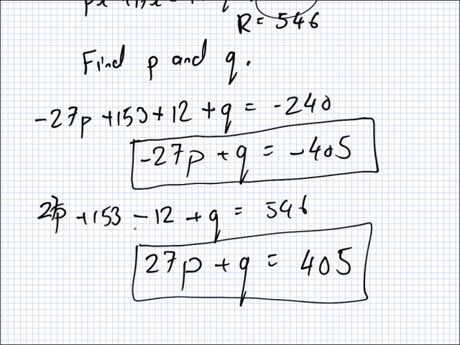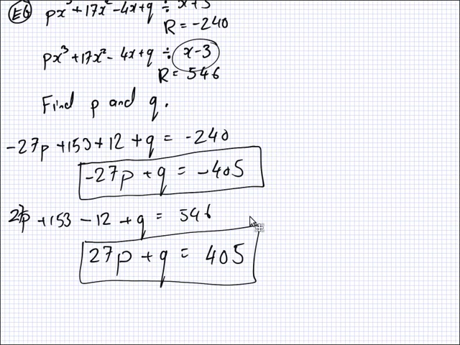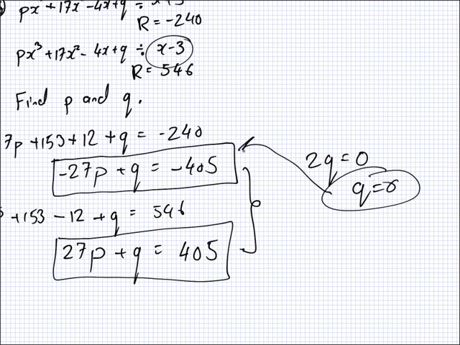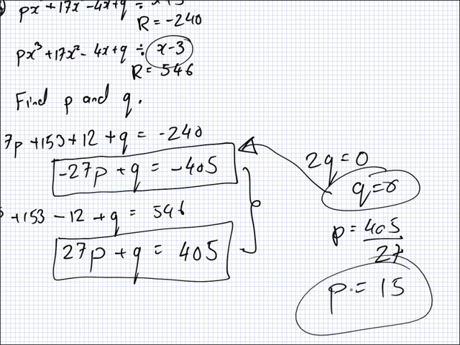Now these simultaneous equations, these are really nice to solve. Look at this. If you simply add them, what will happen? The p's will cancel and you'll get 2q equals 0. So q equals 0. And if you sub q equals 0 back in here, you can get p is 405 over 27. The minuses cancel. And p will be 15. And we're done with this one. Okay? This would be a question in the exam, probably like 5 marks, 5%, something like this.